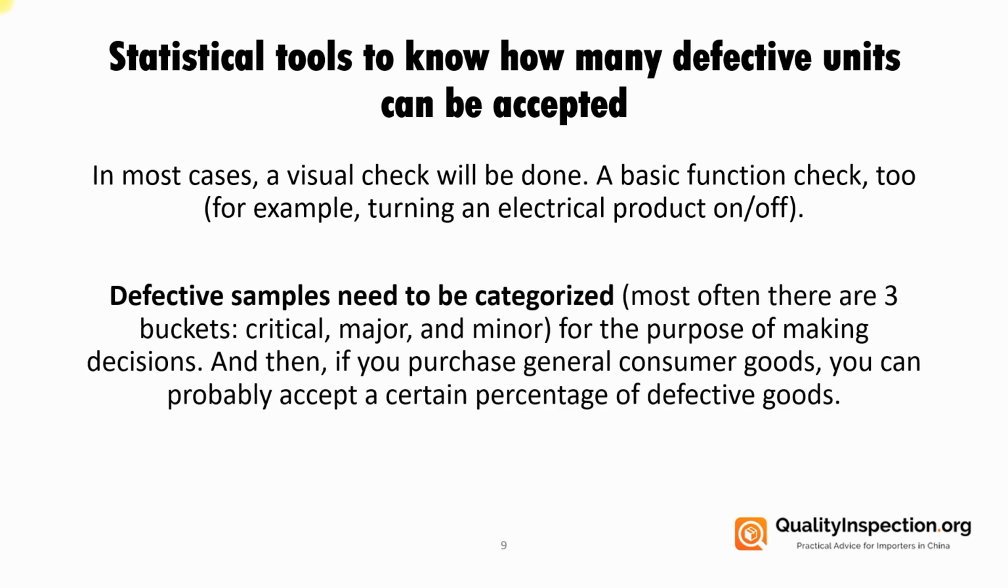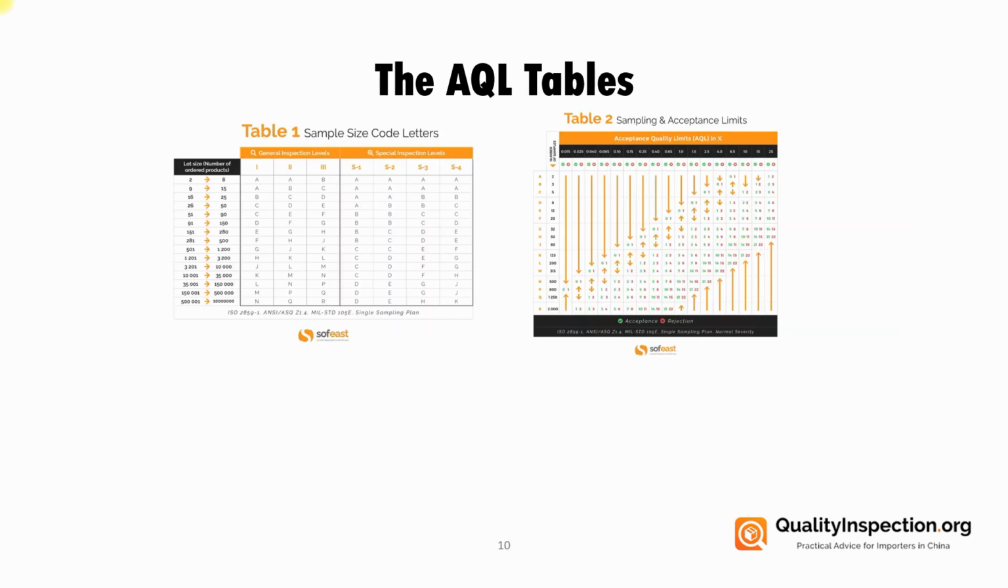We need to categorize defective samples. Usually there are three buckets for these: critical, major and minor defects. This will help you to make decisions on what to do when they're found. If you're purchasing general consumer goods, you can probably accept a certain percentage of defective goods. So how do we define how many defects we can accept?